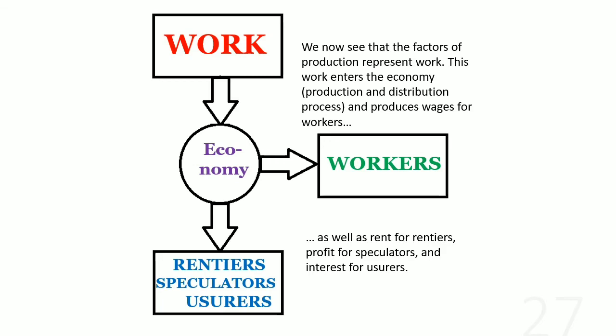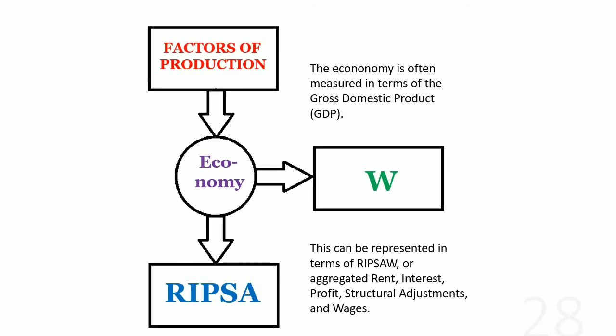The factors of production are used in the economy to produce wages. The economy is often measured in terms of the gross domestic product, or GDP, however. Rent, interest, profit, and structural adjustments are also claimed out of the product of labor. And so the GDP is represented in terms of RIPSA, or aggregated rent, interest, profit, structural adjustments, and wages. And please note, structural adjustments are not a return to a factor of production, but represent distortions to those returns.